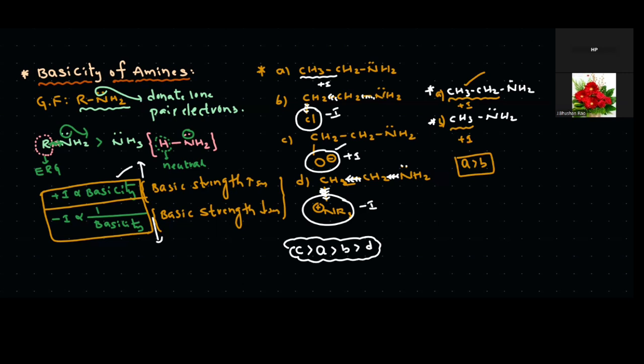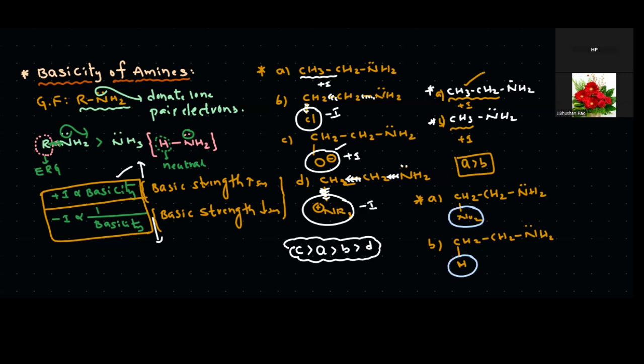Next, one more simple example. CH2 CH2 NH2 with an NO2 group present. In another case, CH2 CH2 NH2 with a hydrogen atom given. So in these two cases, here the NO2 group is present, and here one hydrogen atom is present.